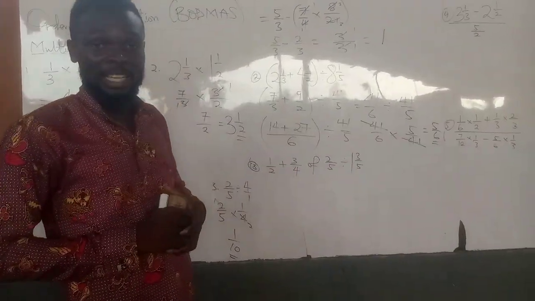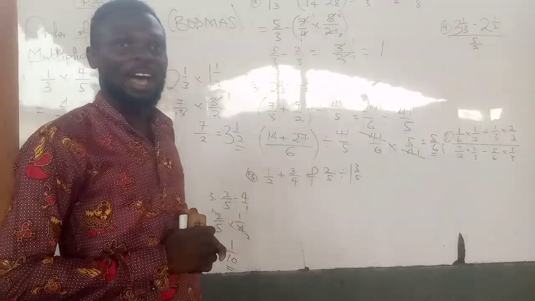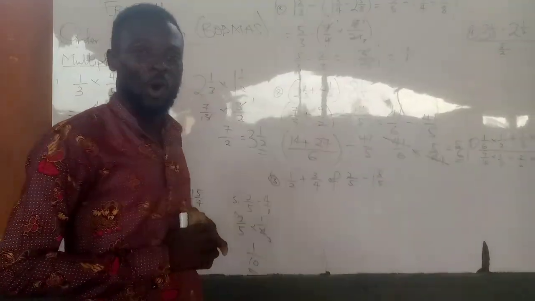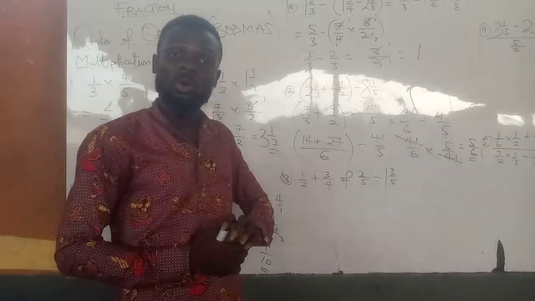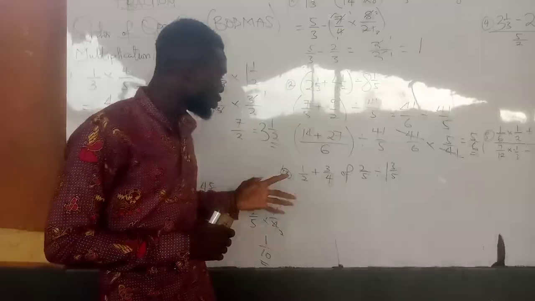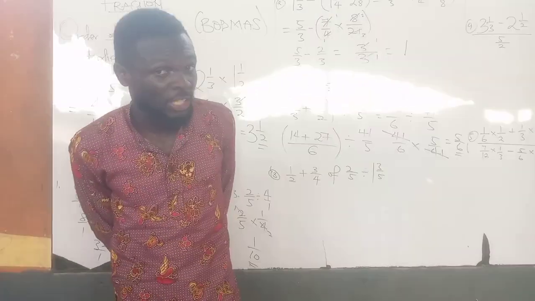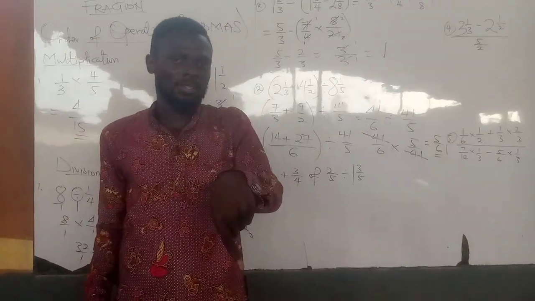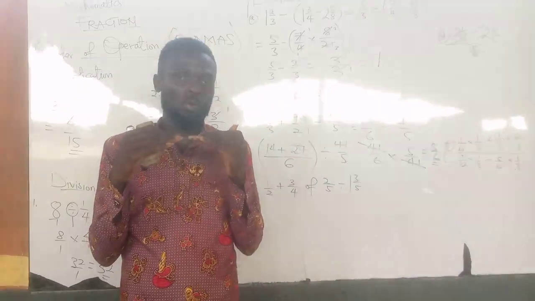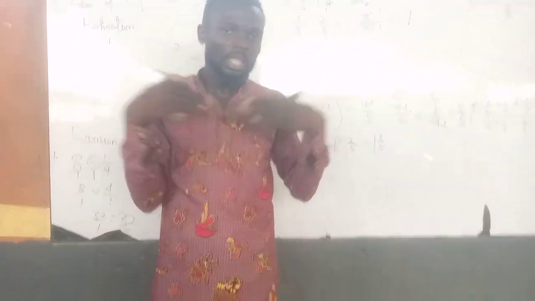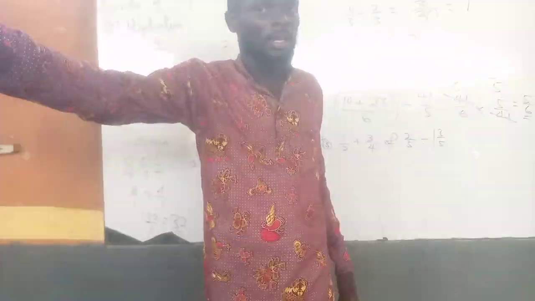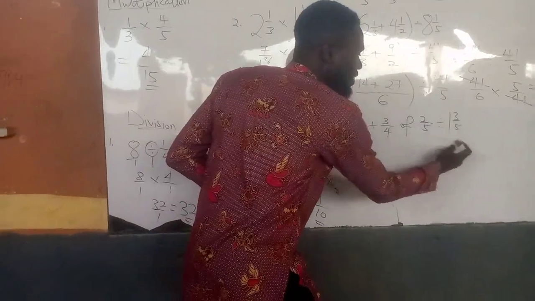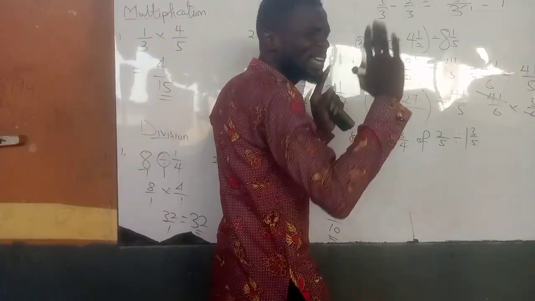Let's look at number 3. Number 3 says you have 1 over 2 plus 3 over 4 of 2 over 5 divided by 1 whole number 3 over 5. So look through. Do you have a mixed fraction? If yes, rewrite the statement while you change the mixed fraction into an improper fraction. So since I have a mixed fraction here, I will not start solving. Let me first change it into improper.